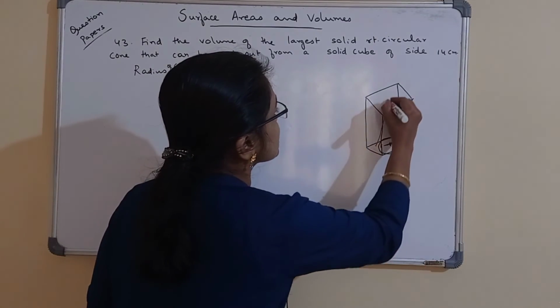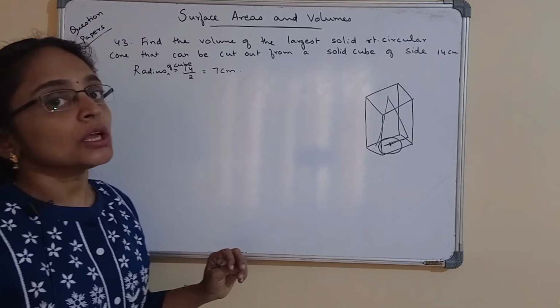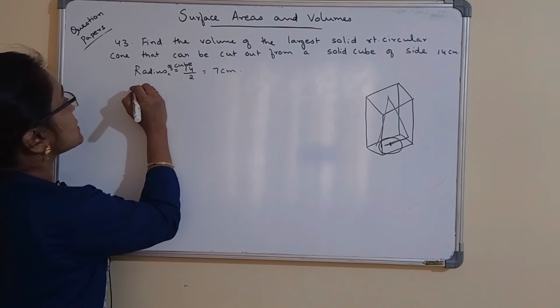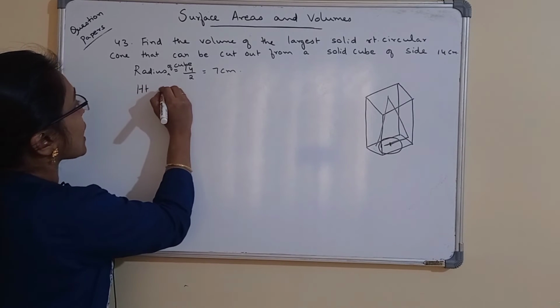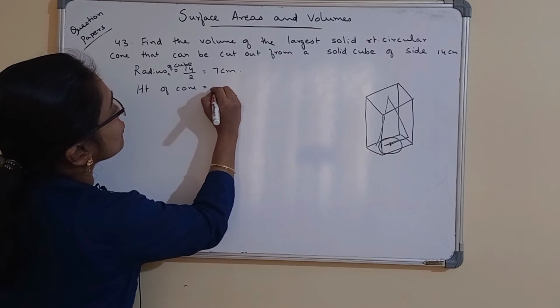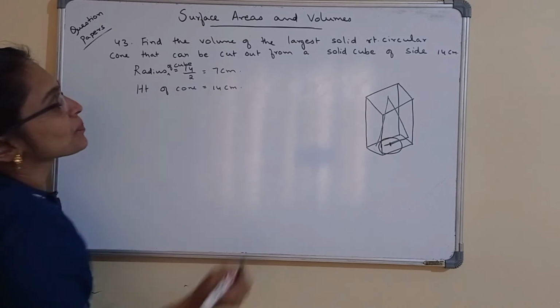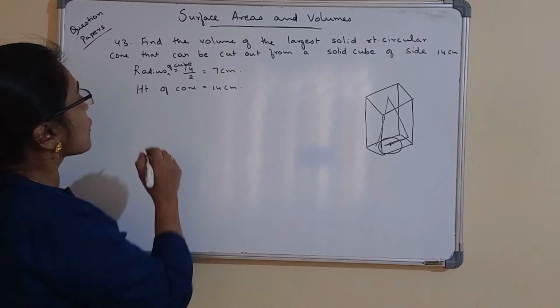And the height is this height. That is, height is equal to the length of the edge of the cube. That is the height of the cube, that is the height of the cone. Height of cone is equal to 14 centimeter. Okay. Now, what is the volume of cone?